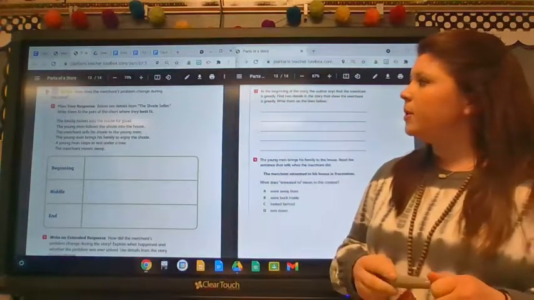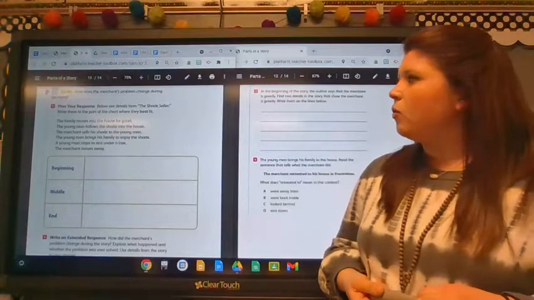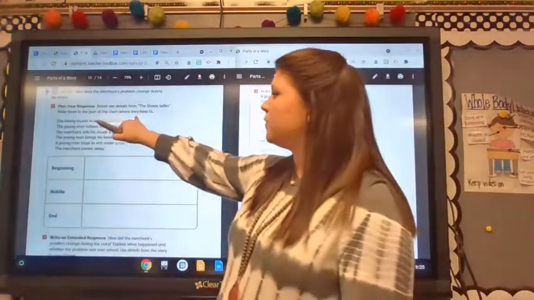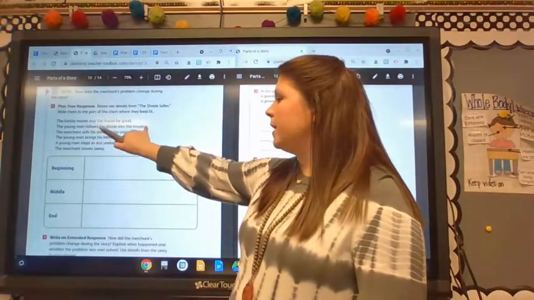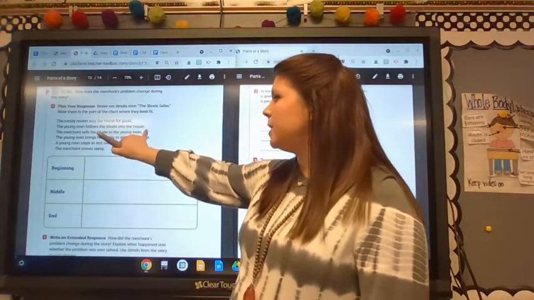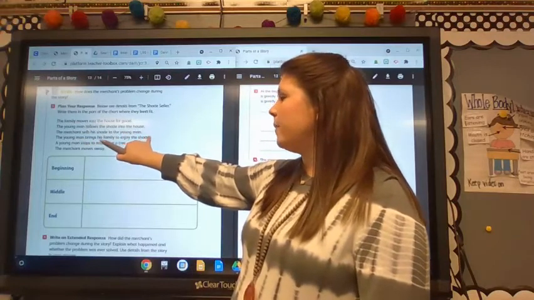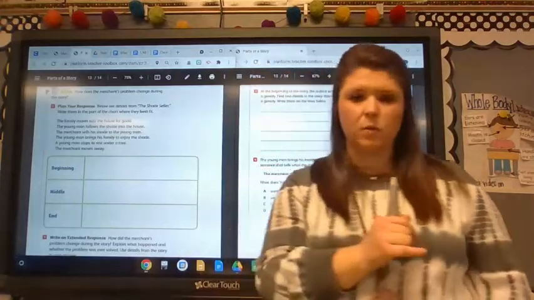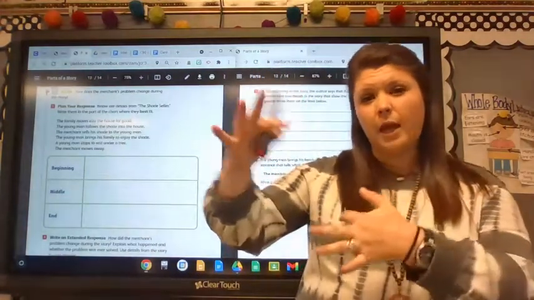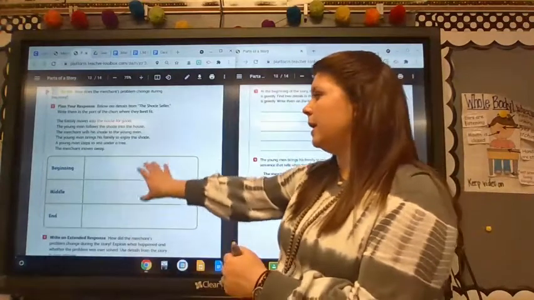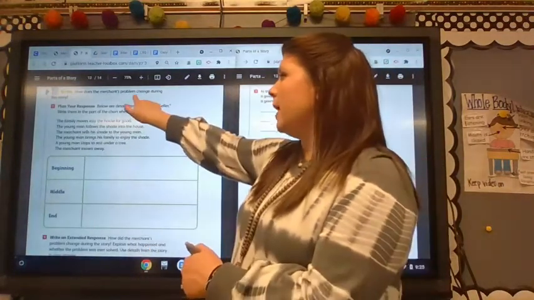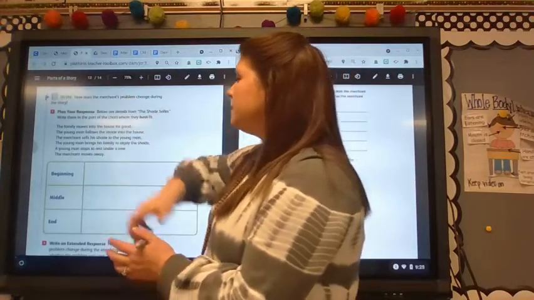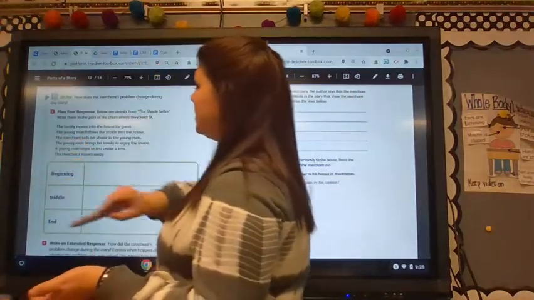So below the details from the shade seller, write them in the part of the chart where they best fit. The family moves into the house for good. The young man follows the shade into the house. The merchant sells his shade to the young man. The young man brings his family to enjoy the shade. A young man stops to rest under a tree. The merchant moves away. So we have to take those details and organize them in the beginning, the middle, and the end to answer the question, how does the merchant's problem change during the story? Because we know it doesn't stay the same.